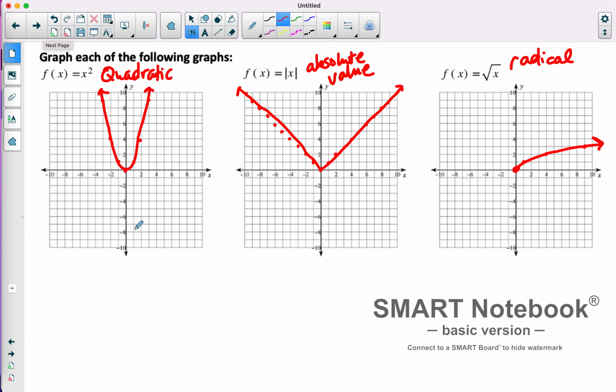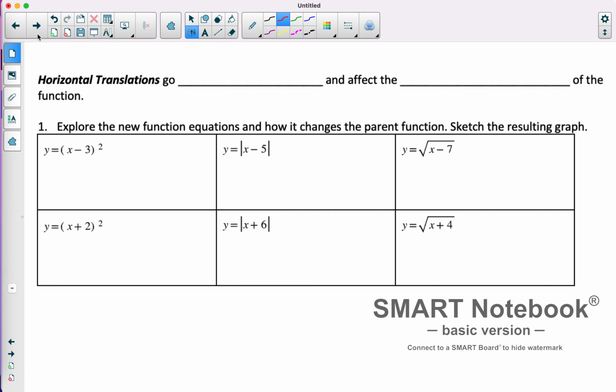So if we know these basic graph shapes, we can think about how do I manipulate and transform them a little bit. So a horizontal translation is going to go left or right. This affects the x values or the inputs of the function. So we want to see what the manipulation of the equation does to the original graph or the parent function. So let's look at these in Desmos a little bit.